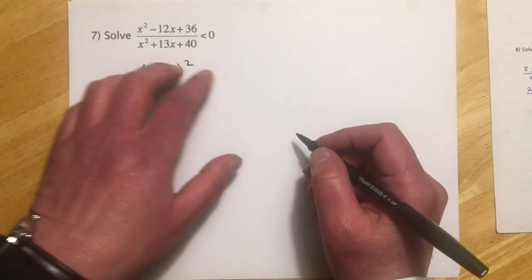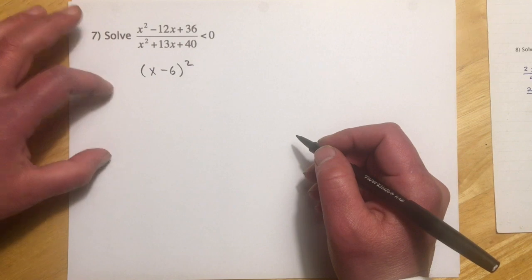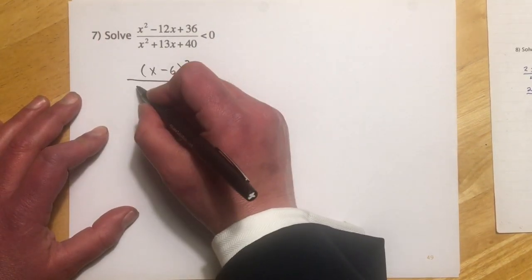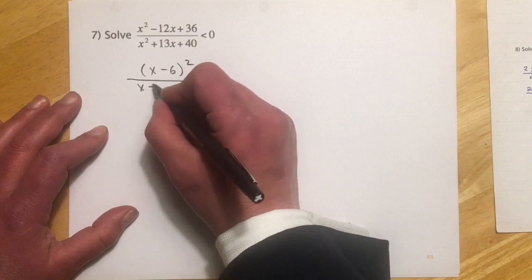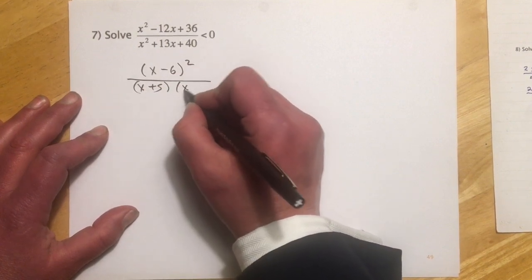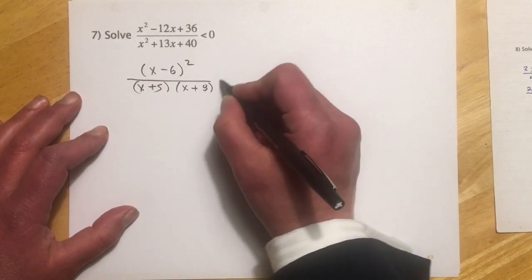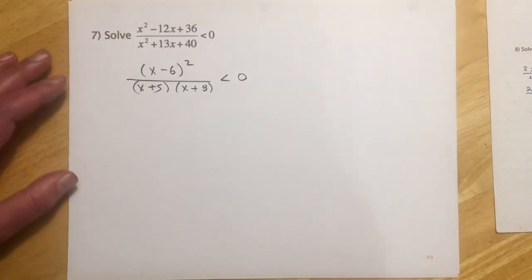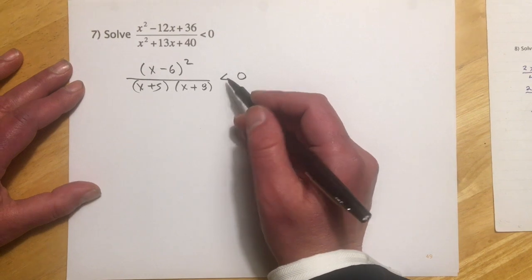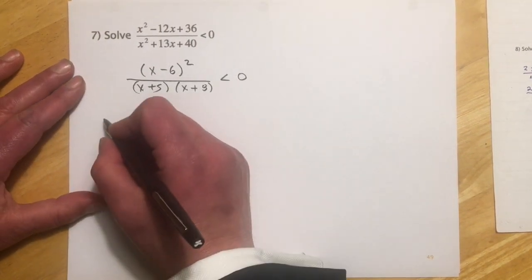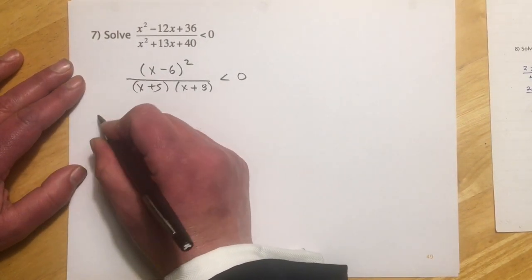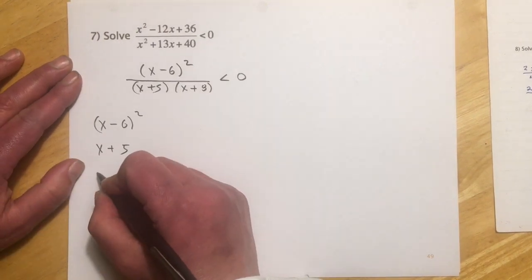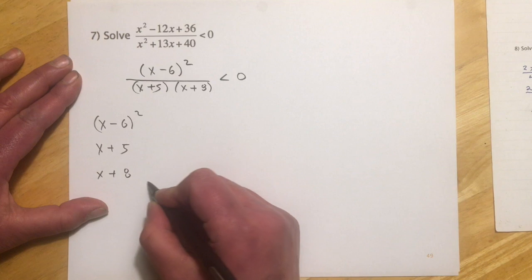I could also write it x minus 6, x minus 6, and then set up the 2 separate factors. That's going to be over x plus 5 and x plus 8 less than 0. So this time we want the negative regions and we don't want any of the endpoints. So that makes it easy. We don't have to pay a whole lot of attention then. So x minus 6 squared, x plus 5, x plus 8.